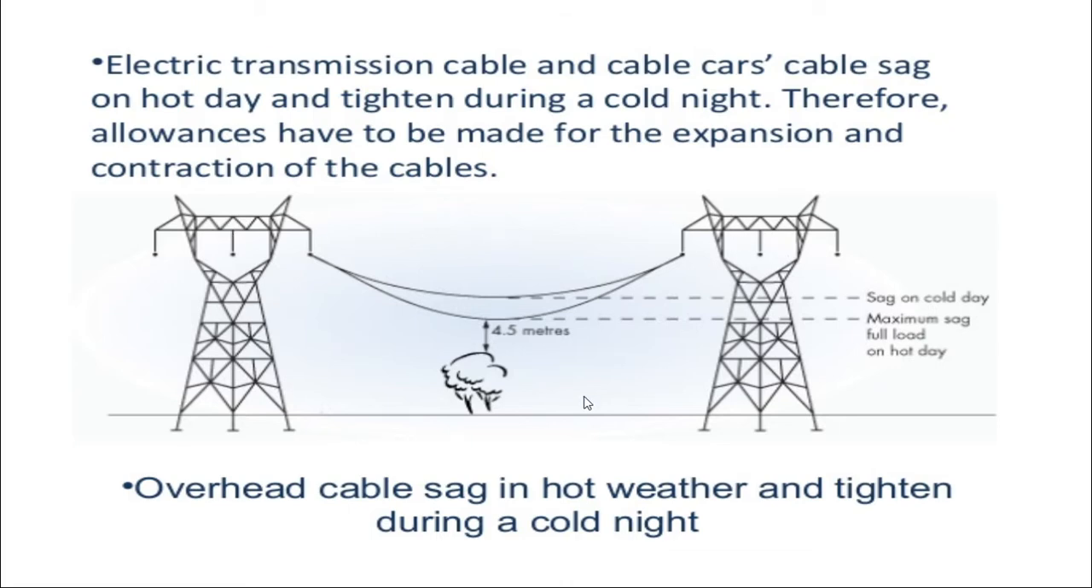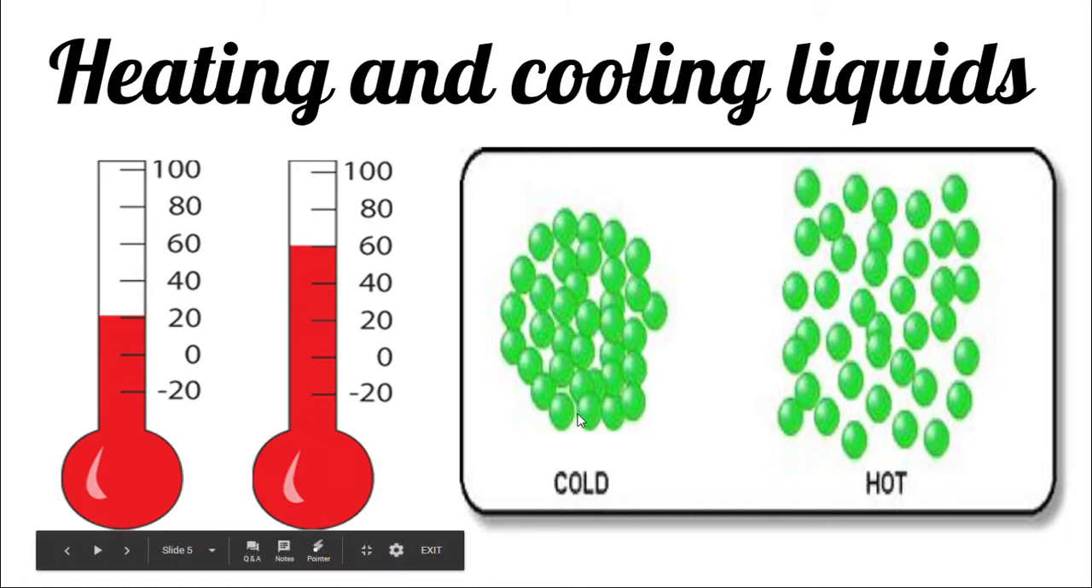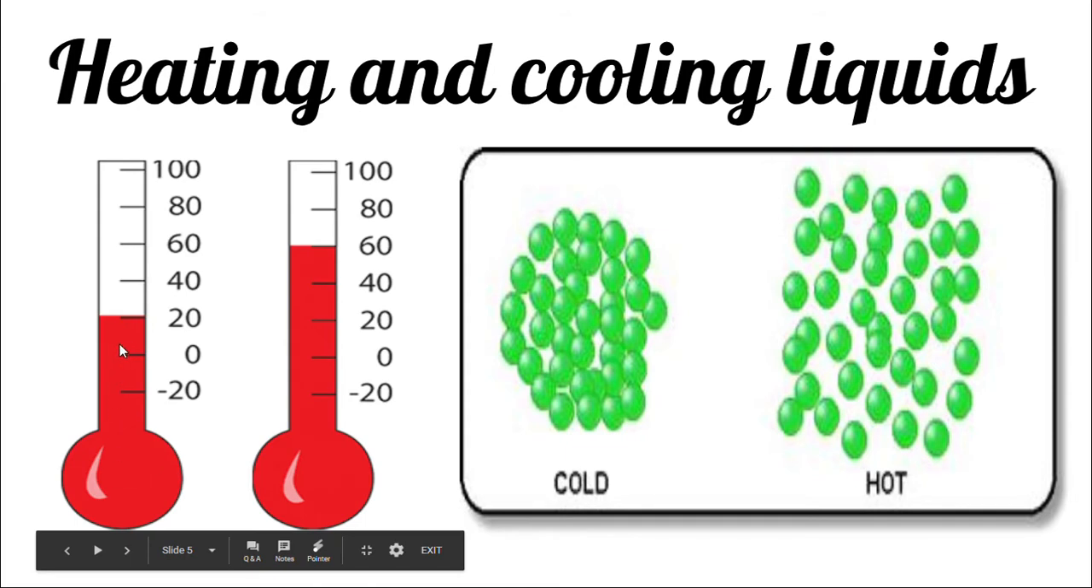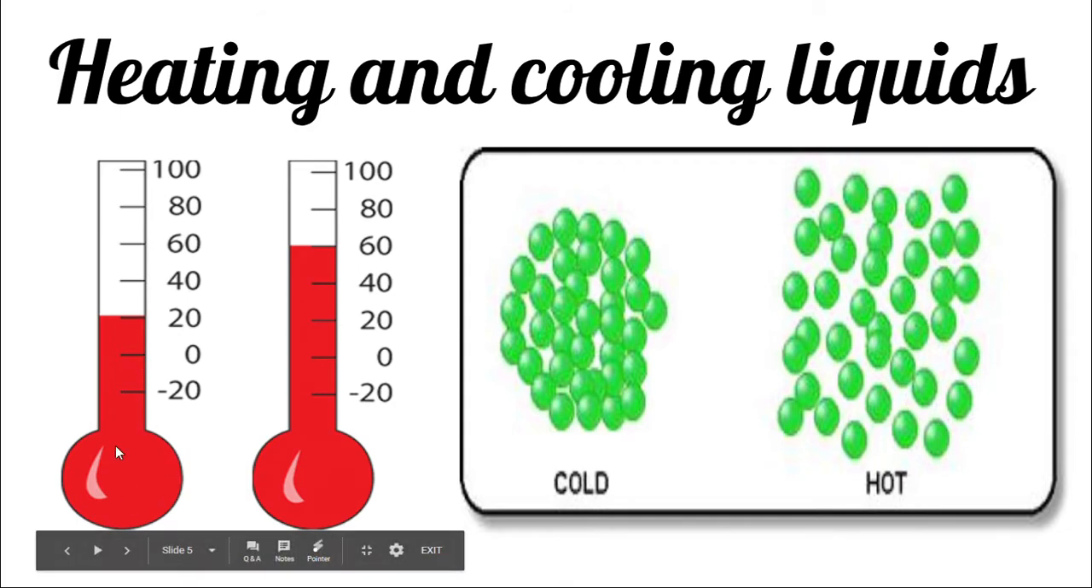Now, expansion and contraction doesn't just happen in solids, it also happens in liquids. If we take a cold liquid and give it heat energy, the particles are going to move around more and take up more room. They're going to expand, and we exploit this fact in a thermometer. Here you can see the liquid showing that the temperature is 20 degrees C. If you add heat energy to this liquid inside the thermometer, the particles are going to move faster, move further apart, and the liquid's going to expand.